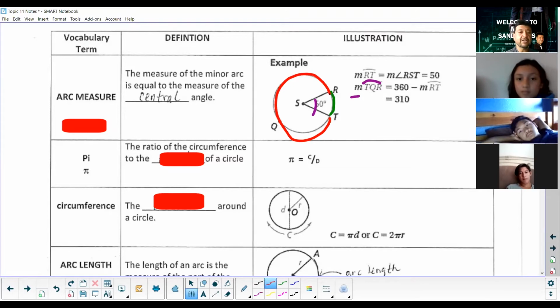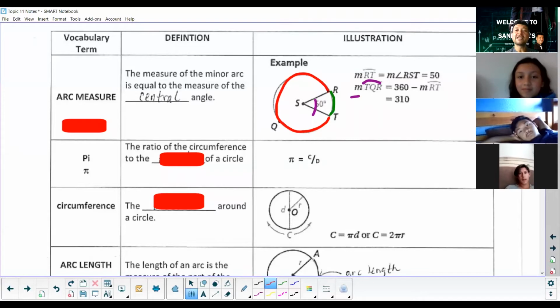See how I kind of pass all those points? Let me try it one more time. I'll go around T, Q, and R. Does everybody see that? Okay. So this is a major arc? That's a major arc. Yes, correct. The green one's a minor arc, right?